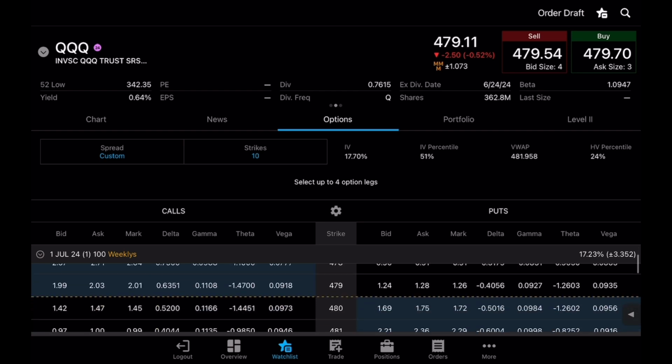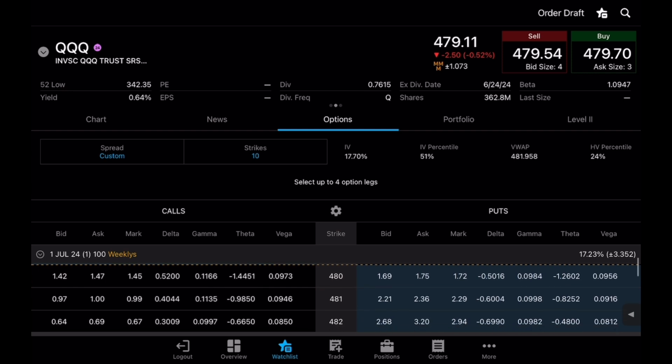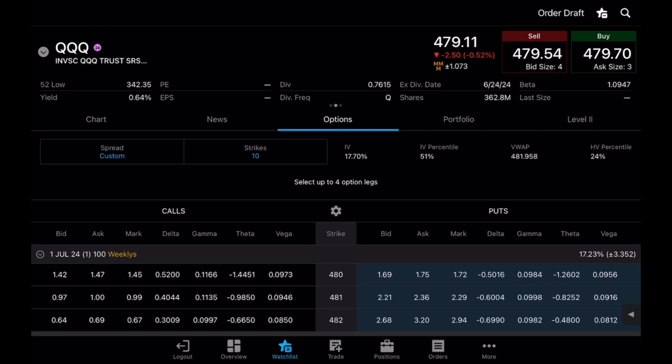You guys will see here, I'm going to look at the 480 strike price because we're going to focus on calls to start. So we see the bid is going for 1.42. The ask is going to be 1.47. So if I anticipate the stock to move up $1 to 480, that would be the strike price that I would go ahead and look at.